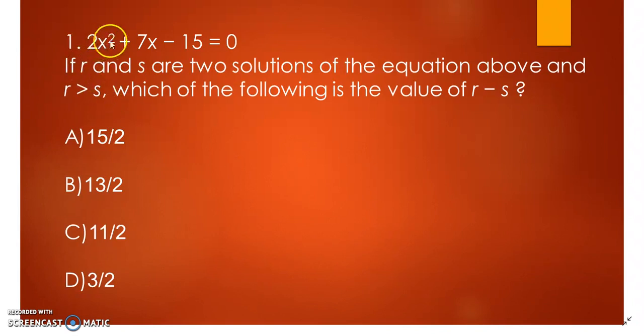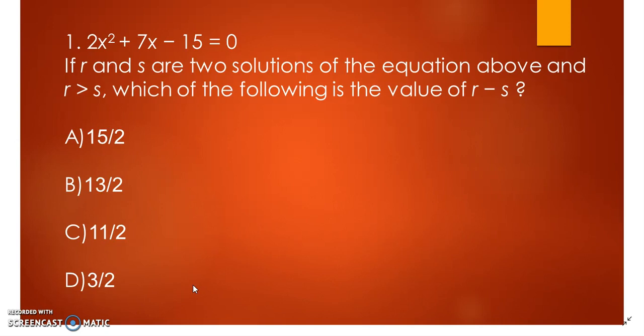The question is 2x square plus 7x minus 15 equals 0. If R and S are two solutions of the equation above and R is greater than S, which of the following is the value of R minus S? Four answer choices are given here and we will have to choose the correct answer. I will suggest that you can pause the video here and try to solve it yourself.